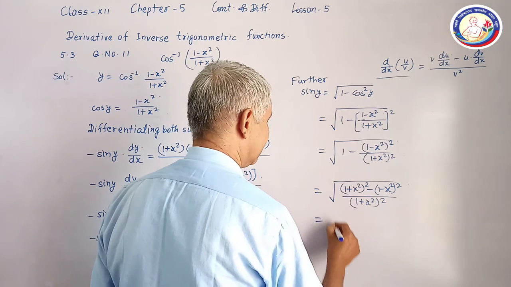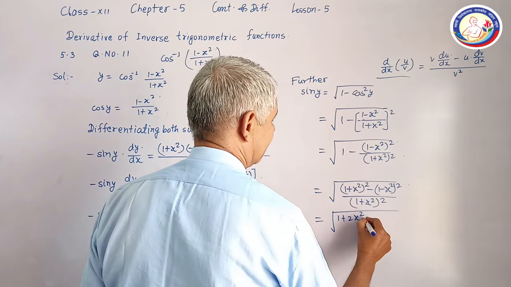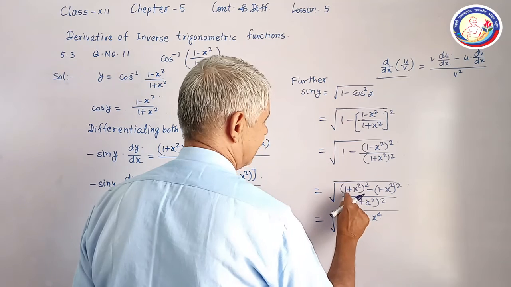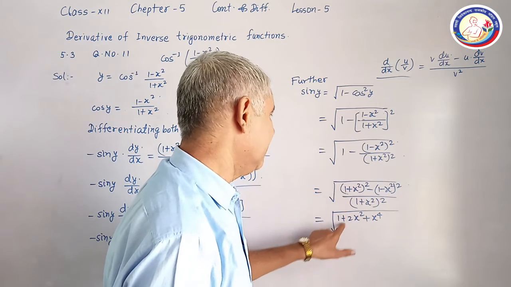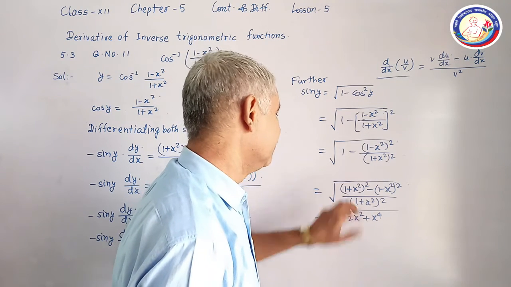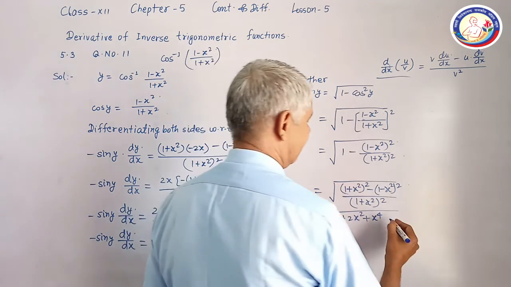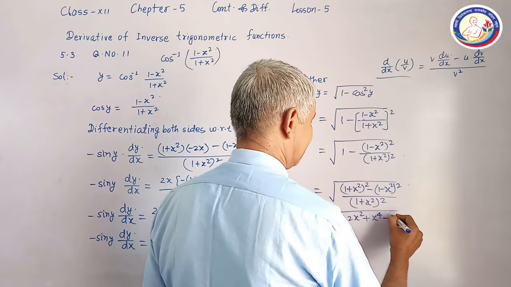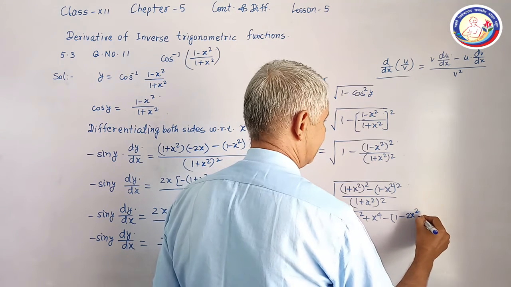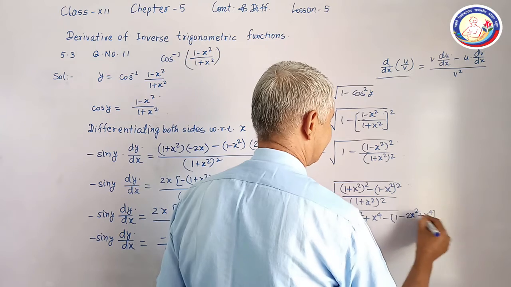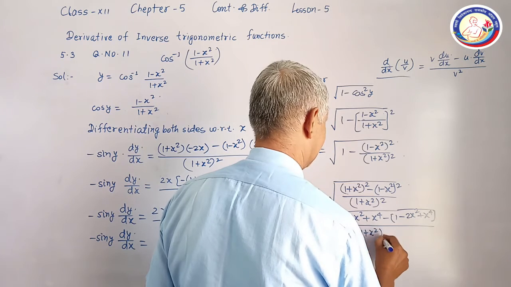Now on simplifying, we will get 1 plus 2x square plus x raised to power 4. This is the square of the sum of two terms: square of the first term, square of 1 is 1, twice the multiplication of these two, that is 2x square, and square of x square, that is x raised to power 4. Now with minus sign we shall have 1 minus 2x square plus x raised to power 4, divided by 1 plus x square whole square.